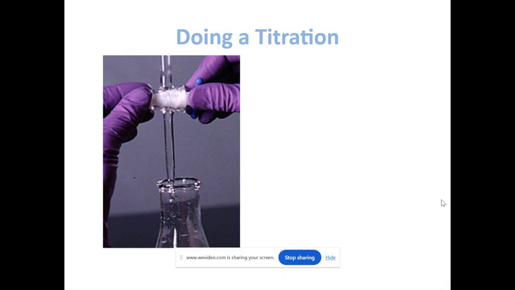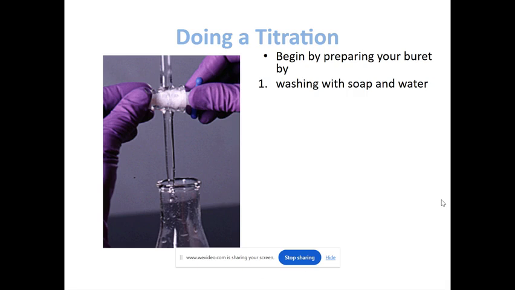So doing a titration, you can see the person's wearing gloves, and you will be wearing gloves, and this person is manipulating the little knob that opens and closes the burette. Okay, so what we're going to do tomorrow on Wednesday is we're going to prepare the burette. That gives us time to get to know the equipment and also wash it out, make sure it's all clean. So we're going to wash it out with soap and water, and then rinse with tap water, and then also distilled water. Why we need to use distilled water is because there are various ions in tap water that we don't want interfering with our experiment.